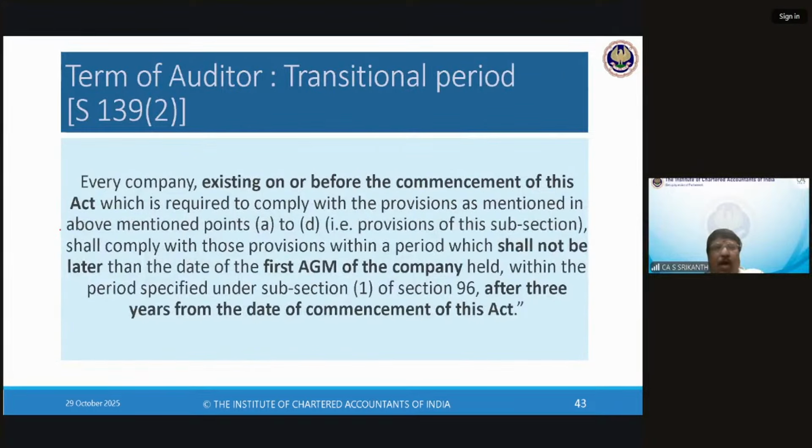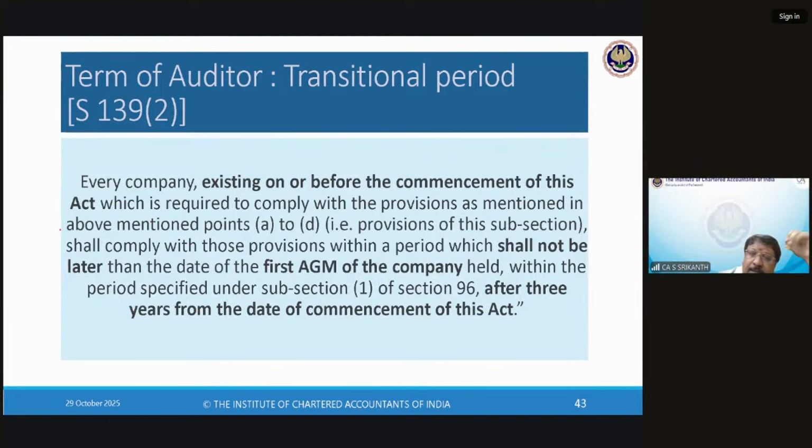Every company existing on or before the commencement of this Act, which is required to comply with the provisions mentioned in the above points A to D, that is that cooling period and all, shall comply with those provisions within a period which shall not be later than the date of the first AGM of the company held within the period specified under subsection 1 of section 96 after 3 years from the date of commencement of this Act. So the Act, I think, commenced in 2014.